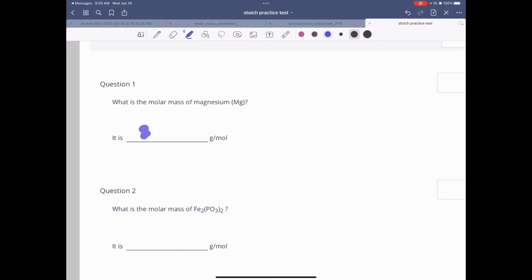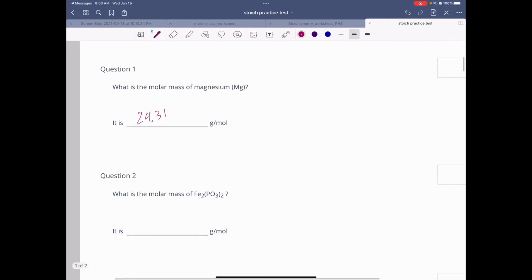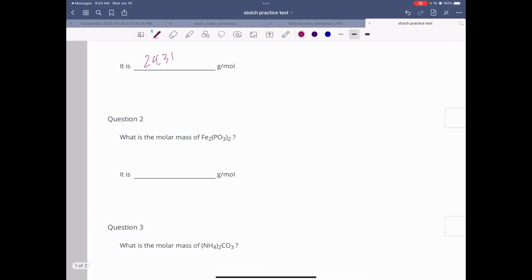So it's going to be 24.31 grams per mole. And I just pulled that off the periodic table. What is the molar mass of Fe2PO3? Okay, so let's do it this way.